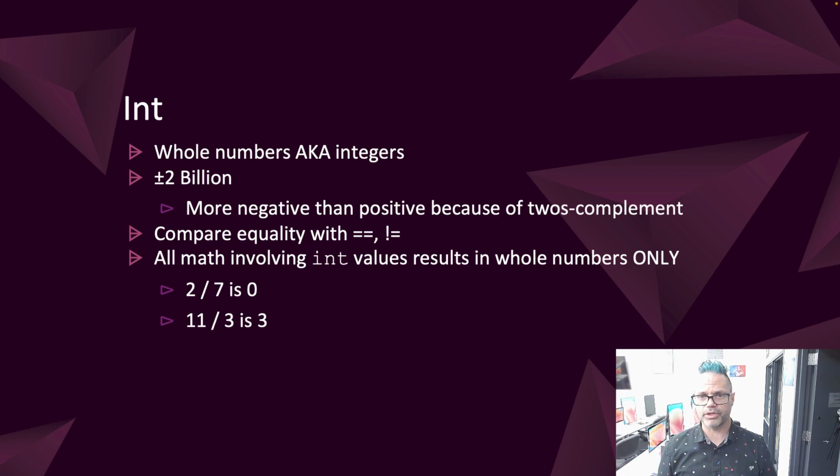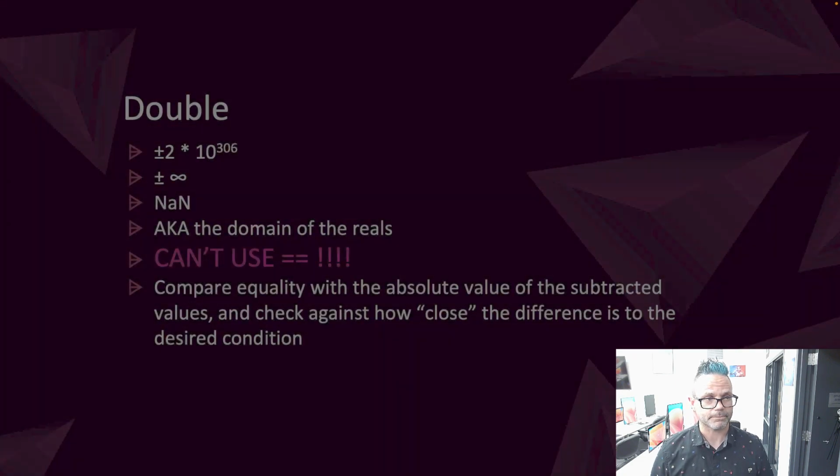We can compare equality with our ints with either equals or not equality with not equals. And all math involving int values results in whole number values only. So 2 divided by 7 is 0. 11 over 3 is just 3. We don't have any decimal values whatsoever. We don't round up or round down. We just chop it all off and we don't deal with it. So keep that in mind when we're dealing with an int.